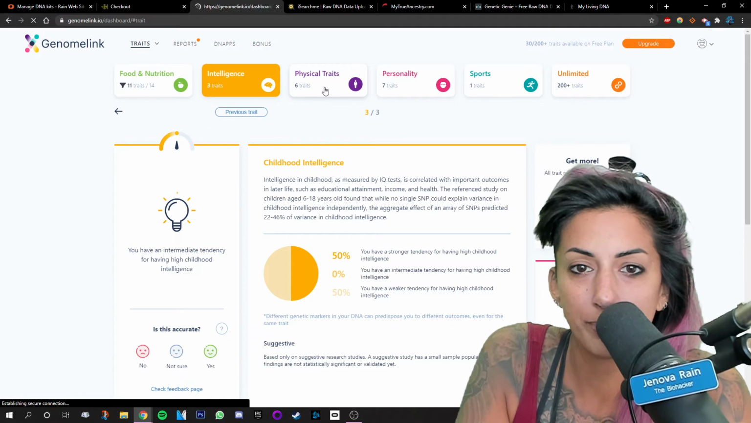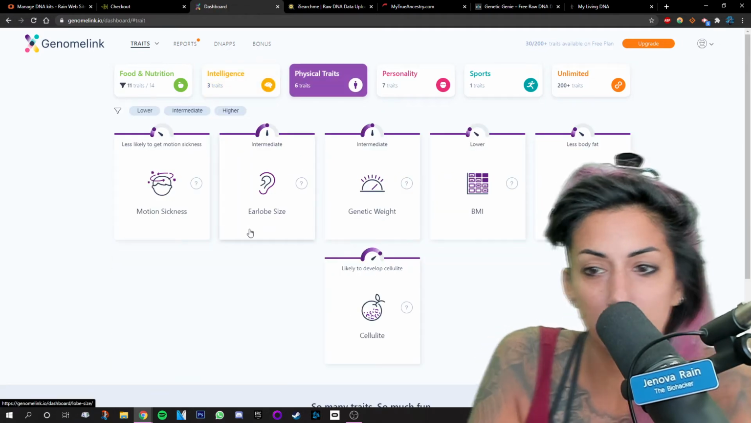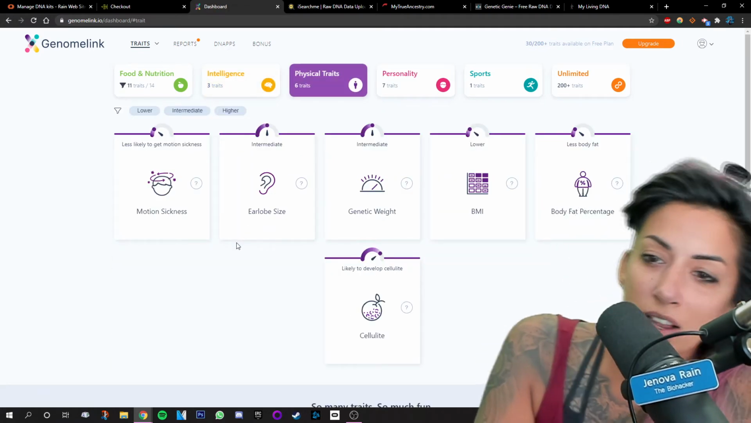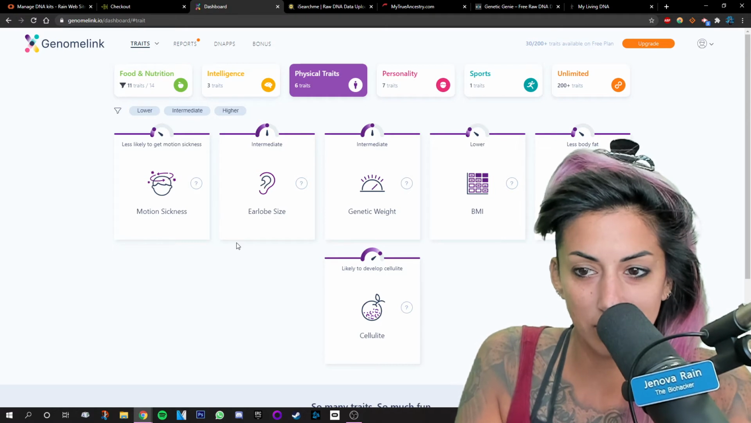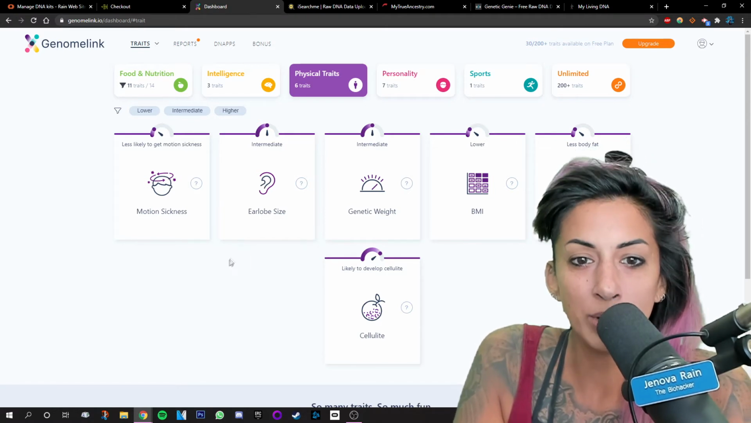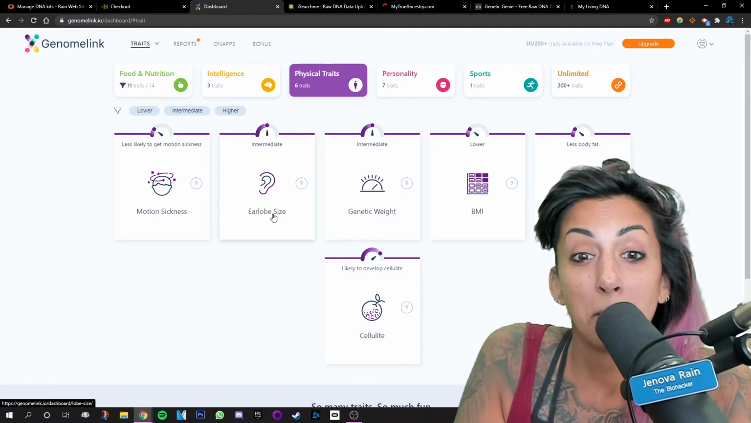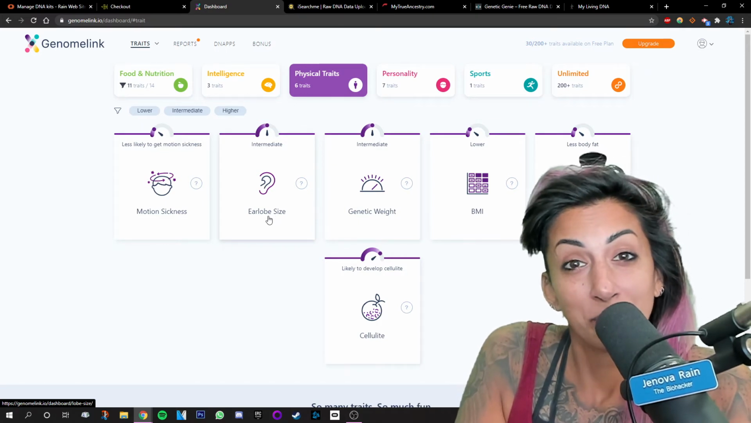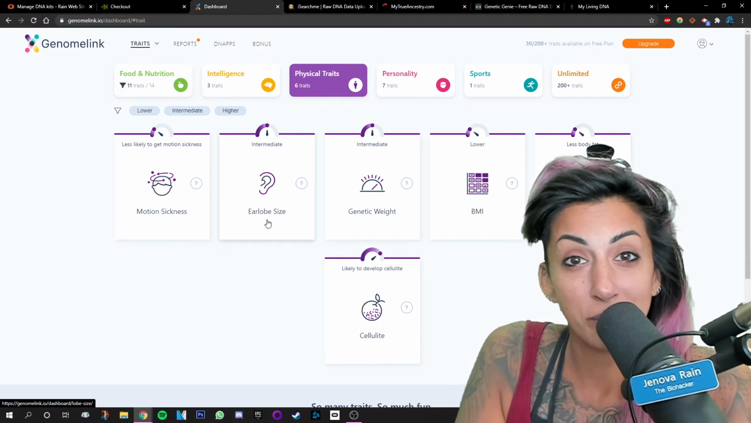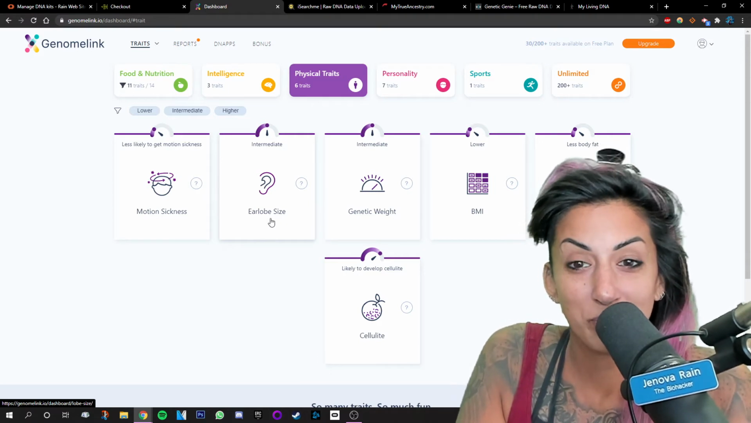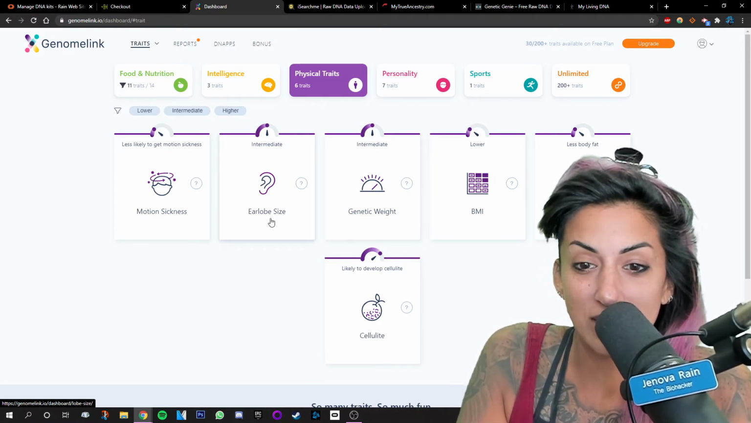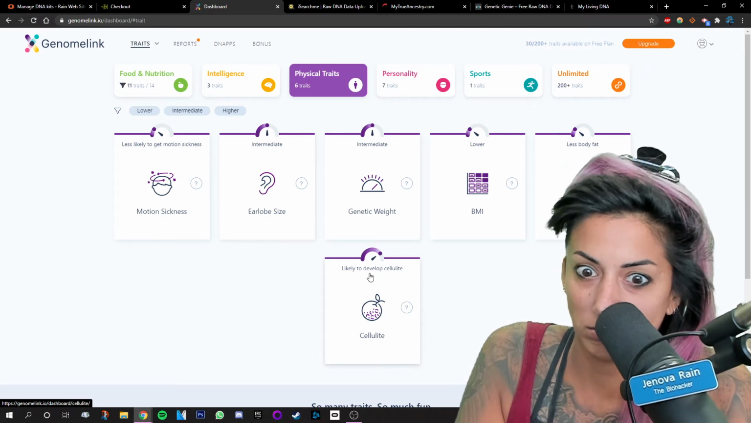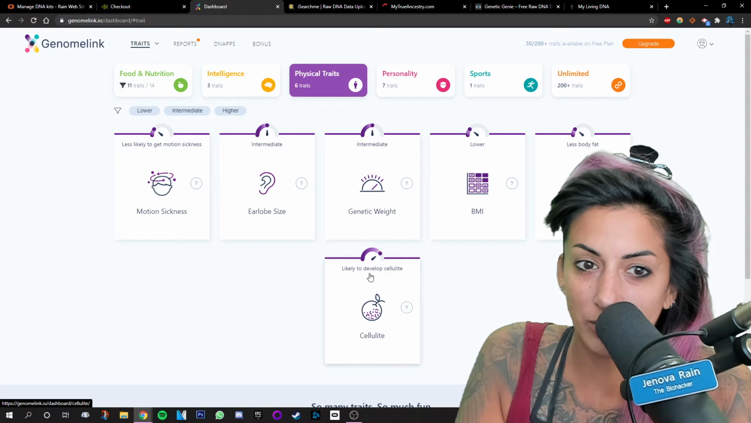Next tab, physical traits. Let's just cover that one back up. Motion sickness, earlobe size. I know things about this. Truly, I do. Genetic weight, BMI, cellular. Thanks, fam.